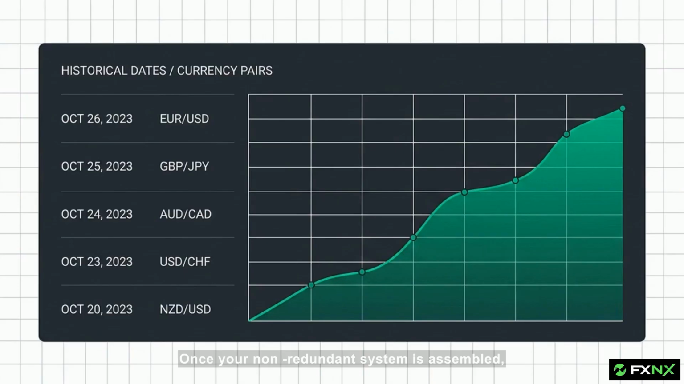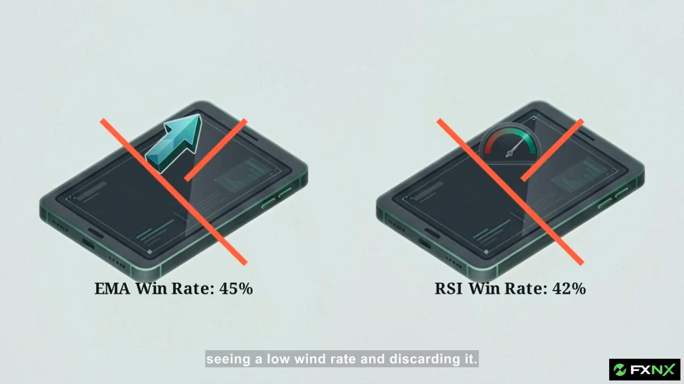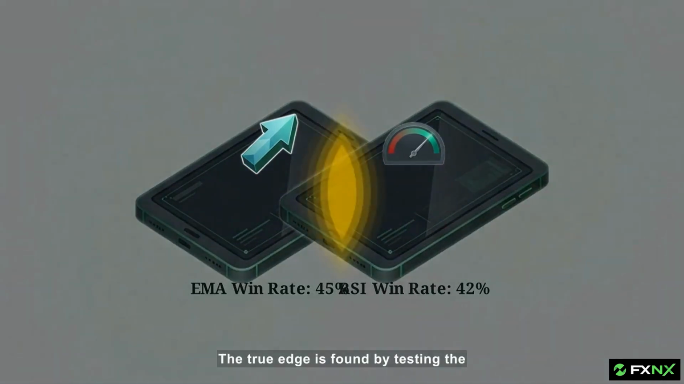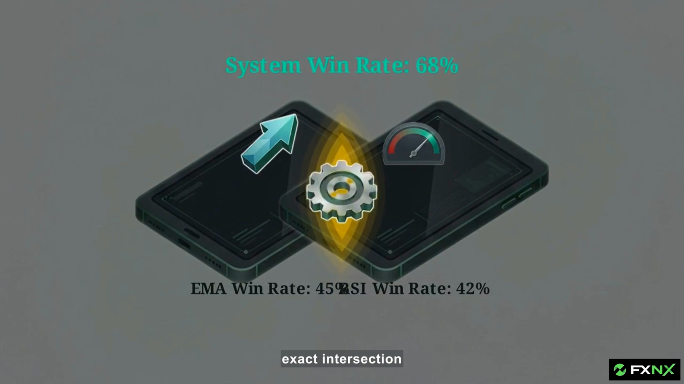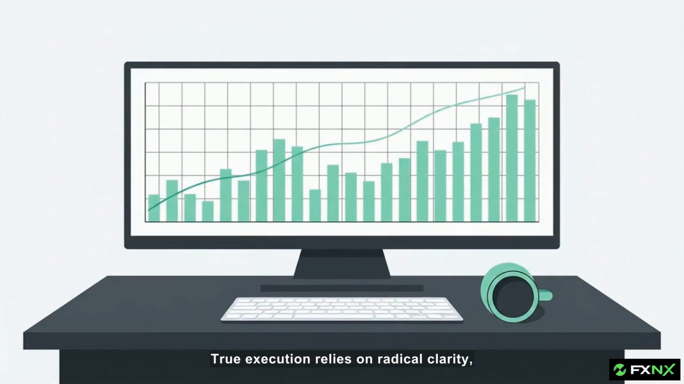Once your non-redundant system is assembled, it requires rigorous validation. You have to backtest your integrated edge against historical data. A common error is testing one indicator in isolation, seeing a low win rate and discarding it. A moving average and an RSI might both perform poorly on their own. The true edge is found by testing the exact intersection where all your strict system rules align at the same time. True execution relies on radical clarity, not the volume of data on your screen.